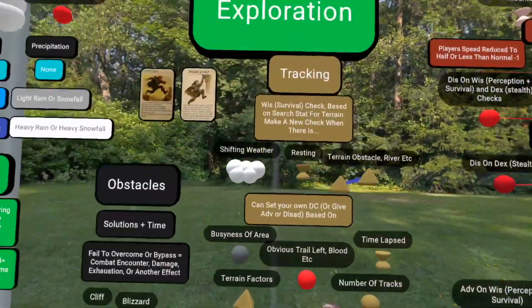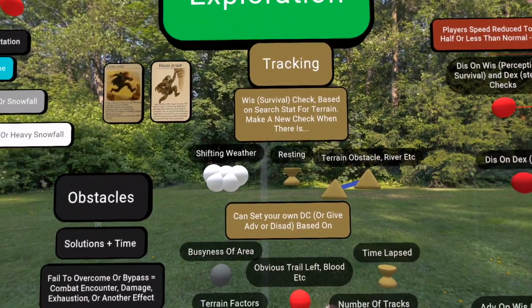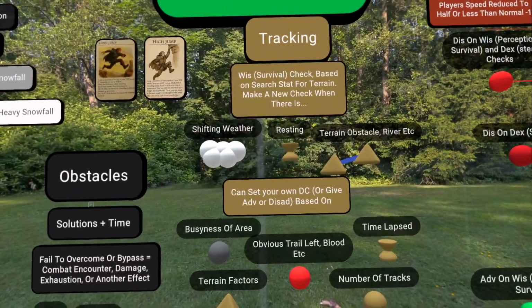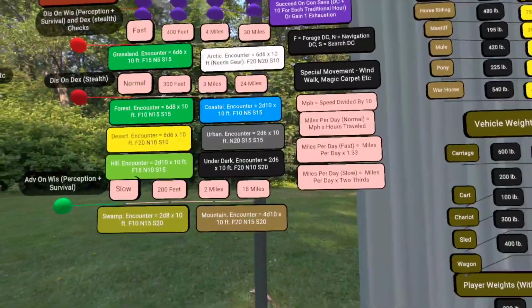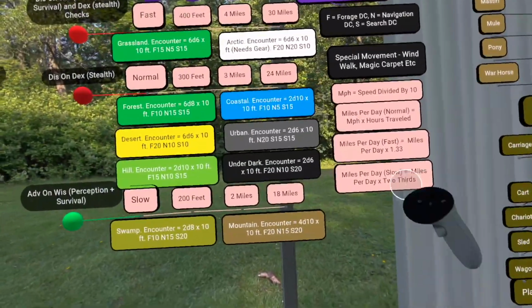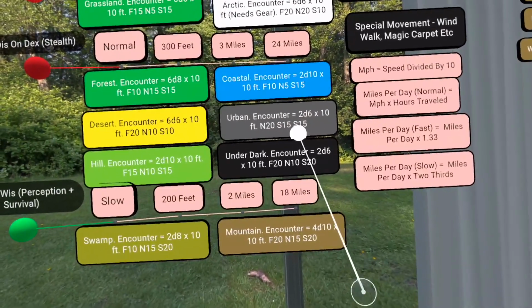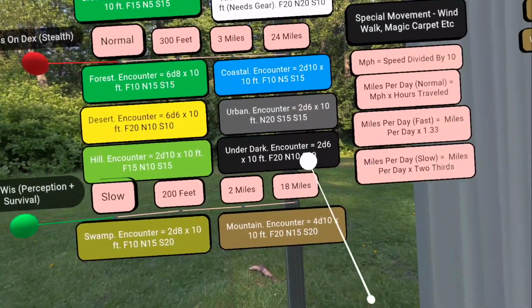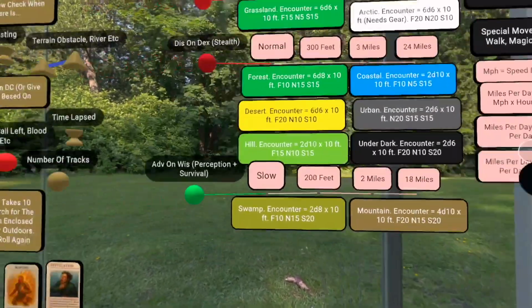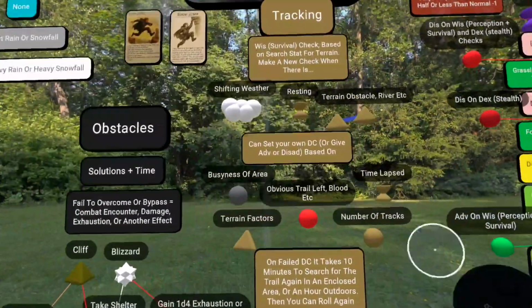And this is for tracking. So, you're a ranger and you're tracking someone, you make a wisdom survival check, and that's again based on the search stat for the terrain. That's the S search stat. That shouldn't be two S's there, that's wrong. Same stat you use to find your quest objective, you use that also for tracking, all right?